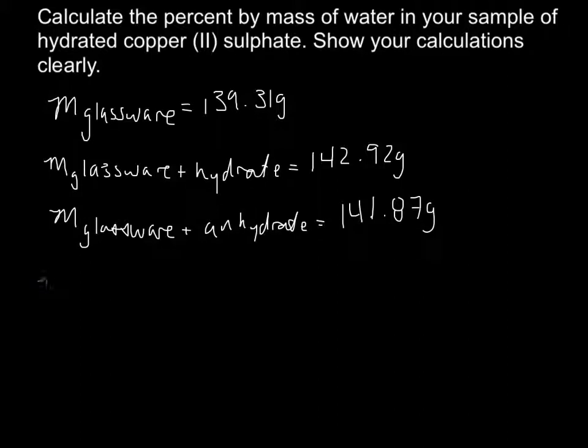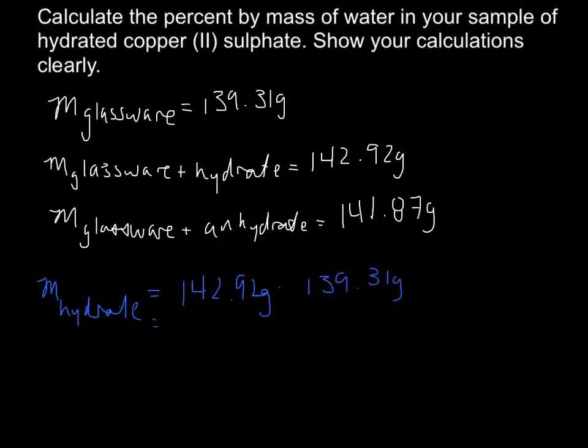To figure out the mass of the hydrate, I'm going to take the mass of the glassware and subtract it from the mass of the glassware and the hydrate. So that's going to be 142.92 grams minus 139.31 grams, which is going to give me a grand total of 3.61 grams.